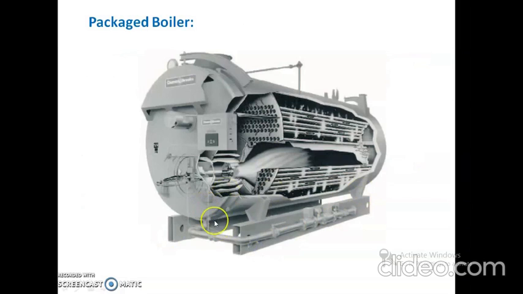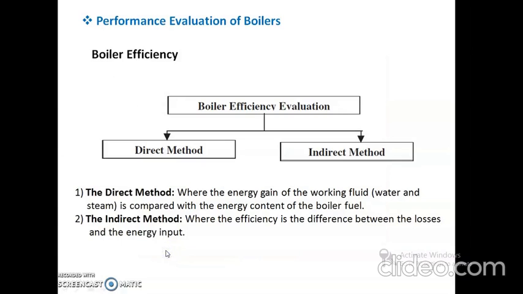One of the examples of a package tube boiler is shown here. Then, boiler performance. Boiler performance is done in two ways. First is with the help of the direct method, and second is the indirect method.